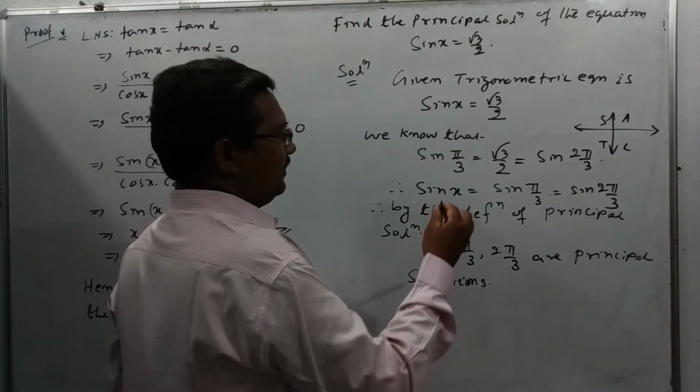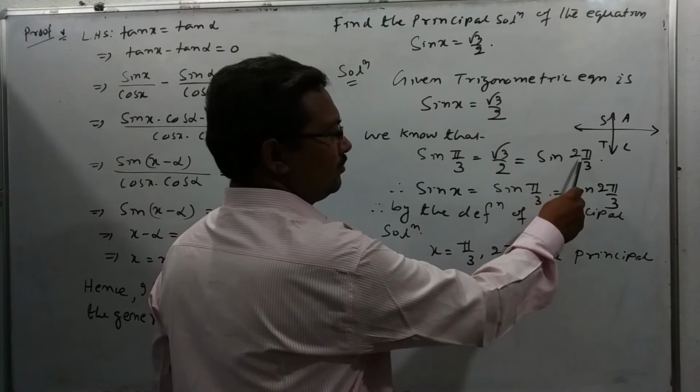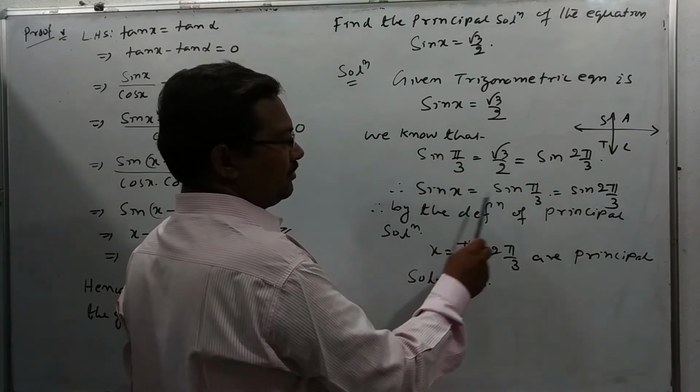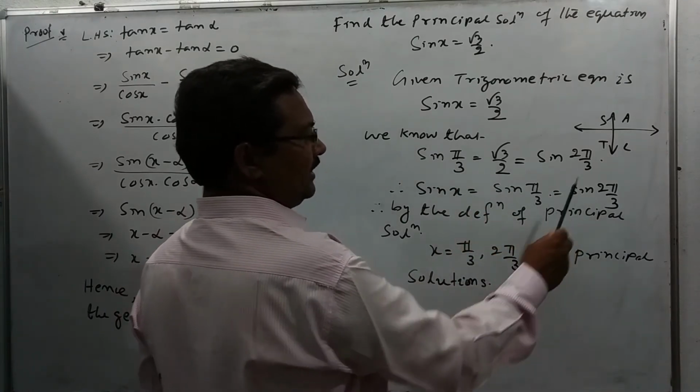we have sin pi by 3 equals root 3 by 2 and sin 2 pi by 3 also root 3 by 2. So given the equation sin x equals root 3 by 2, sin x equals sin pi by 3 equals sin 2 pi by 3.